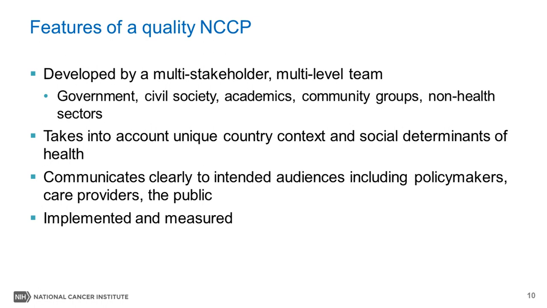One of the things that we tend to look for when we're looking at quality of a national cancer control plan is some of the process, as much as that can be extracted from the text of the plan. Was it developed by a multi-stakeholder, multi-level team? Does that include groups like government, civil society, academia, and non-health sectors? Does it take into account the unique country context and social determinants of health? Does it communicate clearly to its intended audiences, including the policymakers, but not limited to just policymakers? And is there a plan for it being implemented and measured?